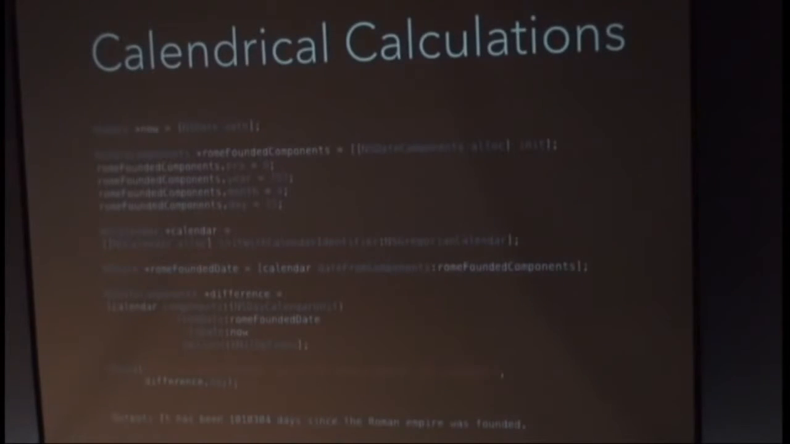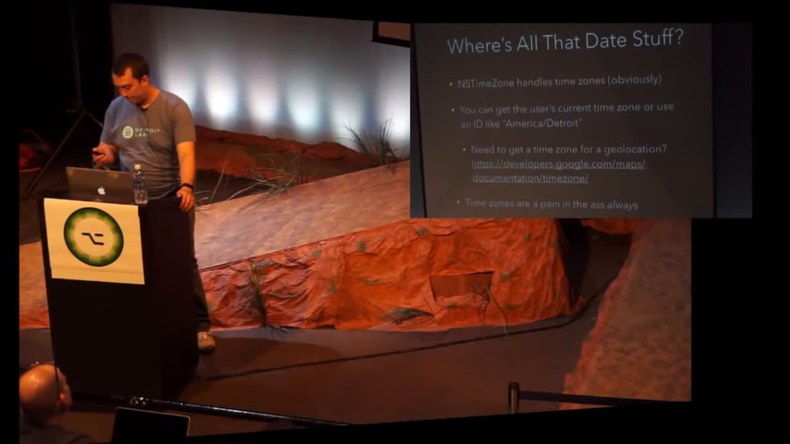And then I go and I get the difference. So I tell the calendar, give me the number of days, that's the components, from when Rome was founded to now. And what I get back is like, what is that? Some million days? I don't know. It's been a long time, right, since the Roman Empire was founded. So that gives me days. If I wanted years, where I say NSDayCalendarUnit there, I will now use a bit mask. It's NSYearCalendarUnit as well.